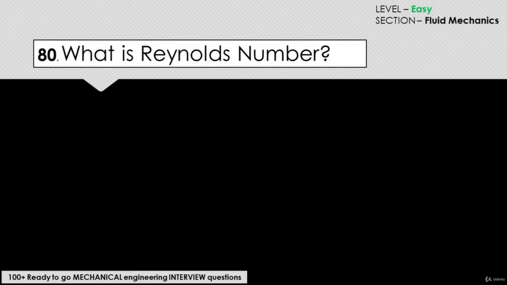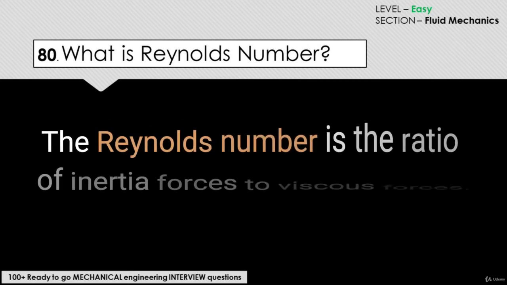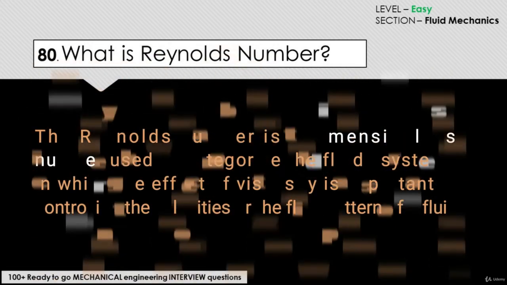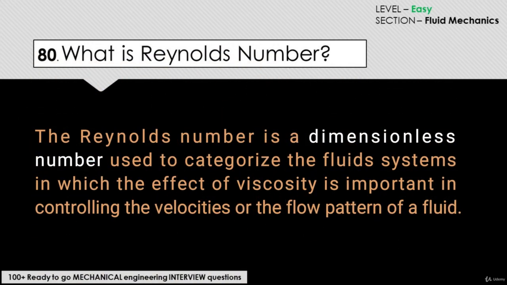What is Reynolds number? The Reynolds number is the ratio of inertia forces to viscous forces. The Reynolds number is a dimensionless number used to categorize the fluid system, in which the effect of viscosity is important in controlling the velocities or the flow pattern of a fluid.